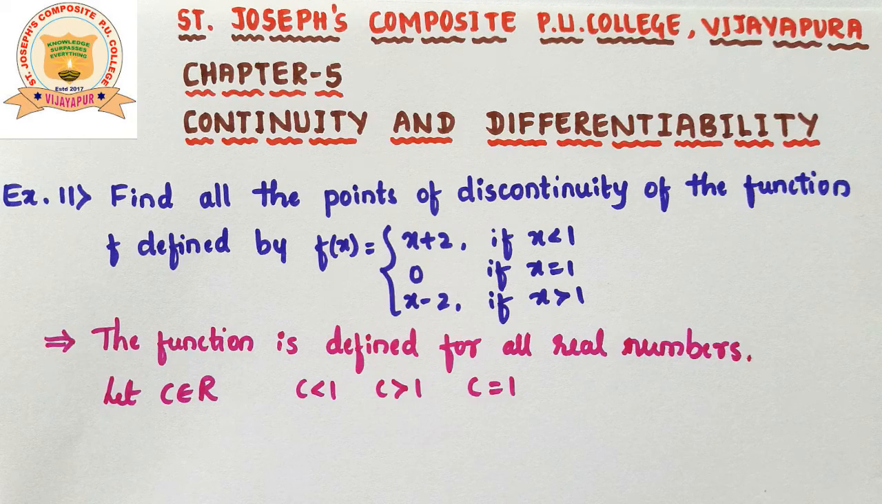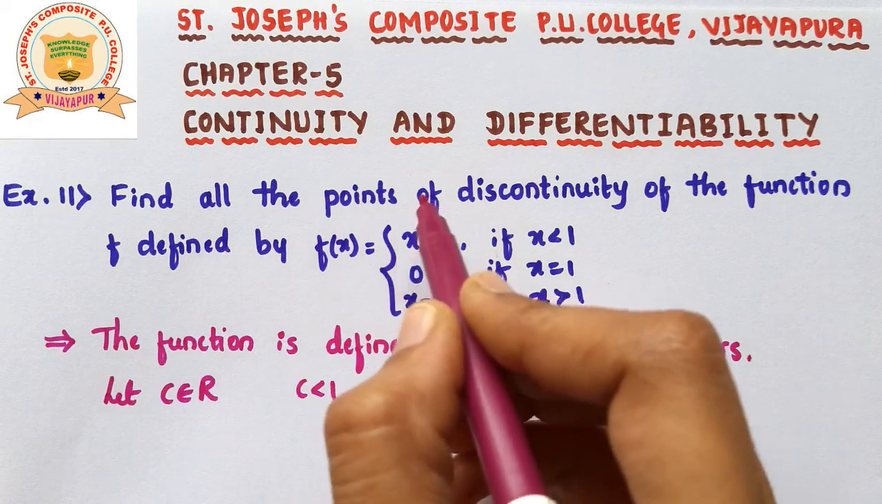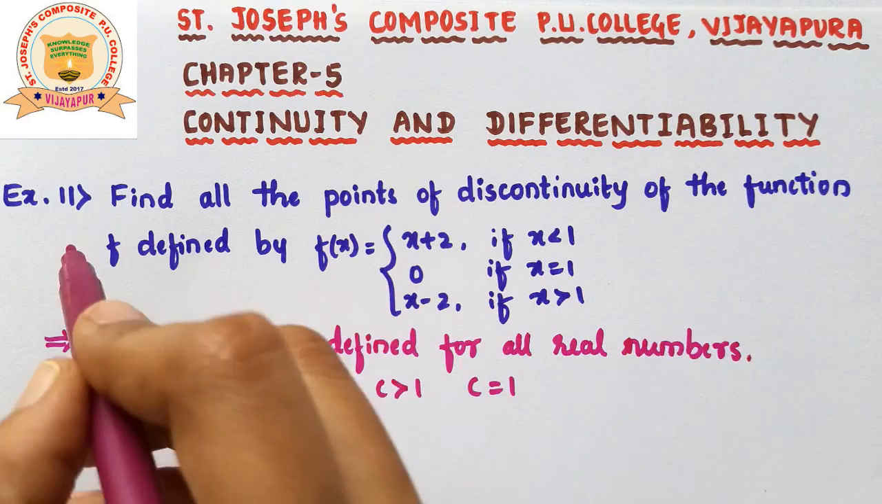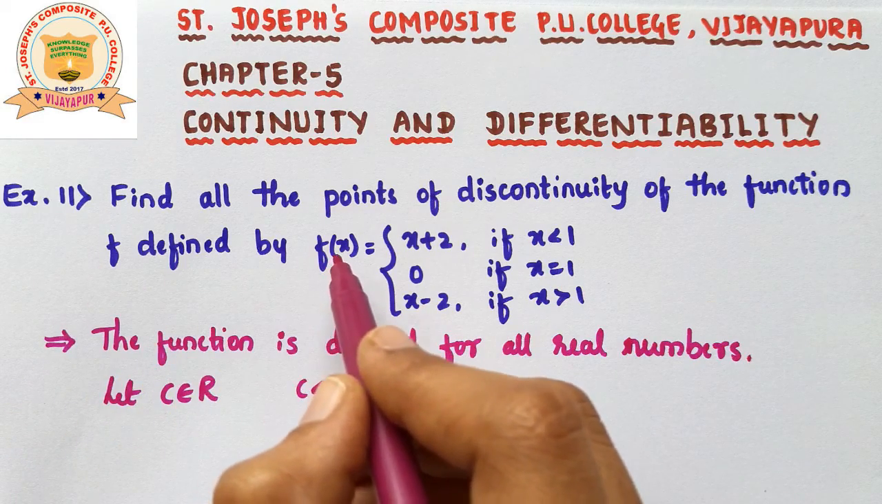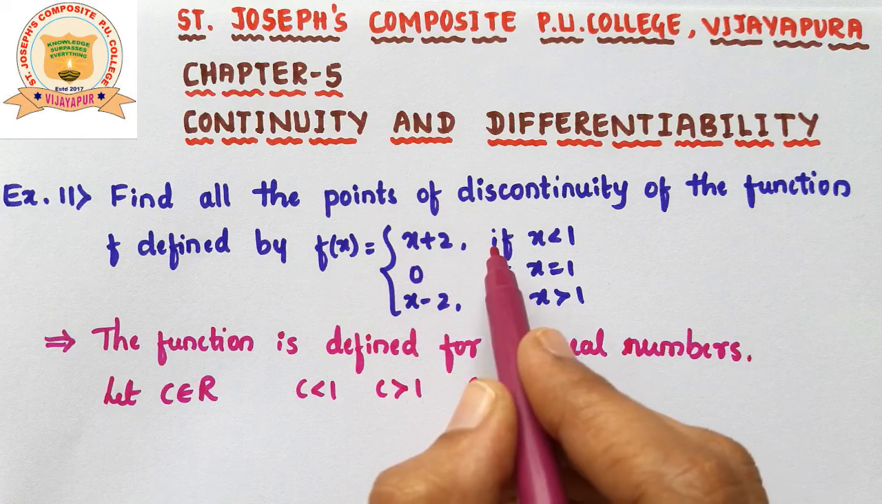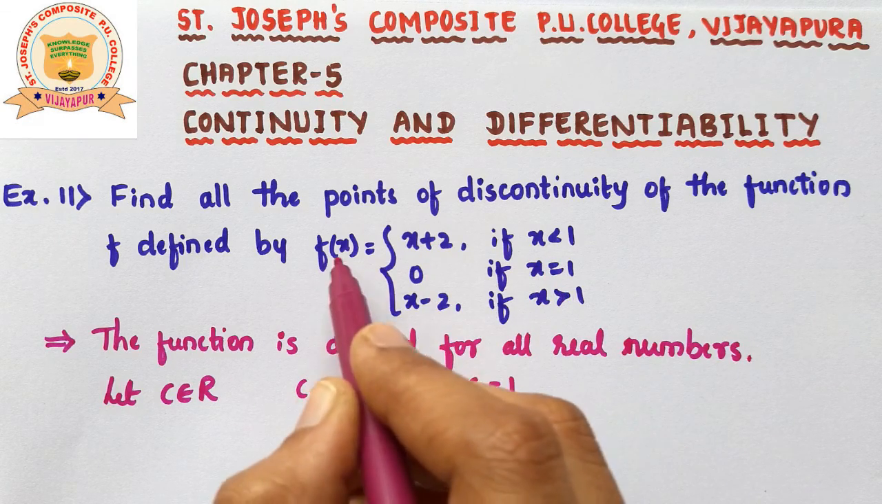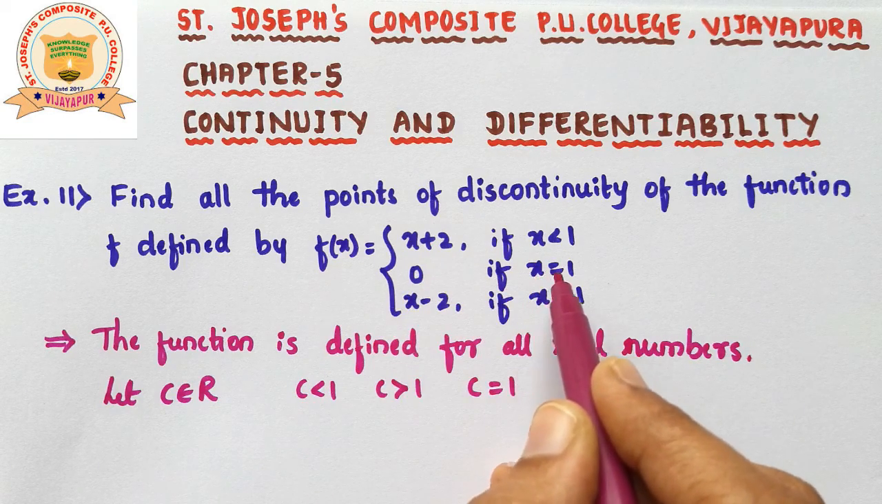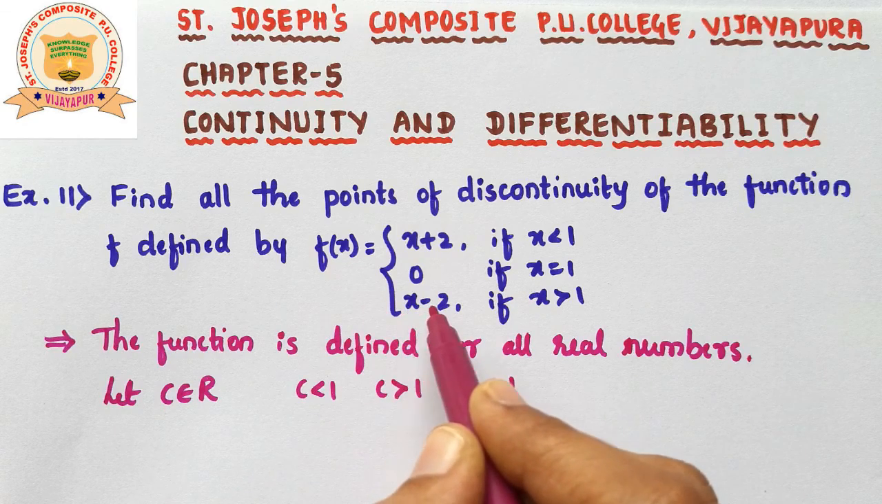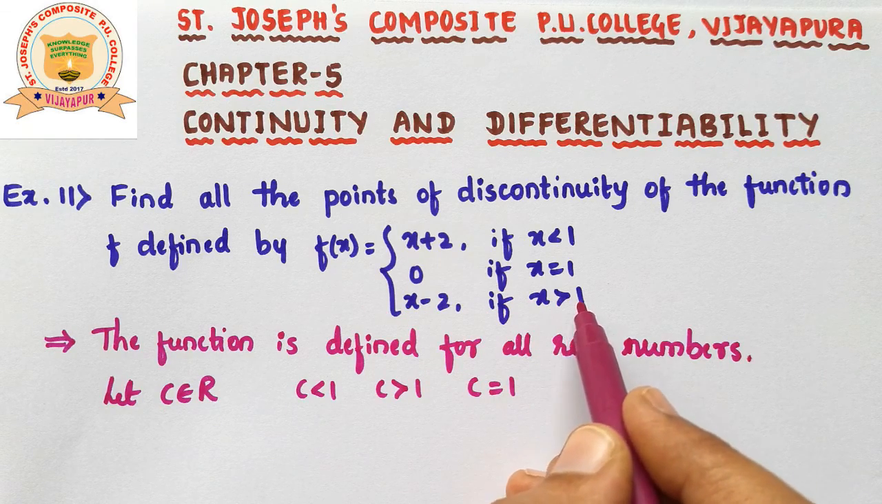The question is like this: find all the points of discontinuity of the function f defined by f of x is equal to x plus 2 if x is less than 1, its value is 0 if x is equal to 1, and its value is x minus 2 if x is greater than 1.